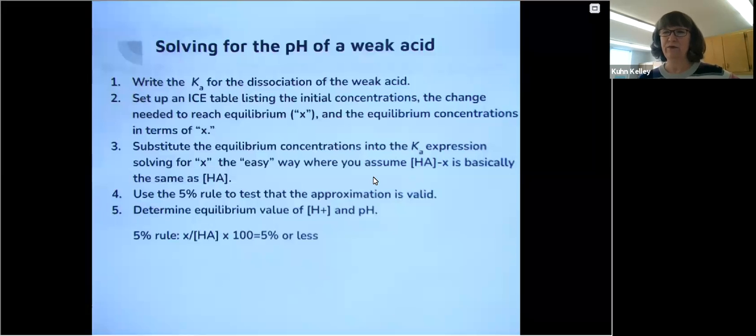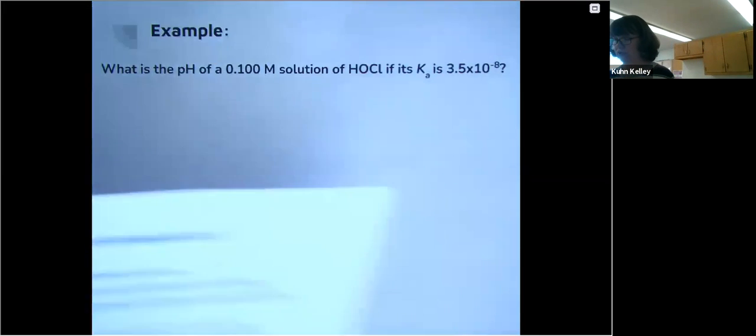Hey guys, today we're going to talk about how we can solve for the pH of a weak acid if we are given the Ka and the concentration of that acid. Just like a lot of things that I teach, I've broken it down into a series of steps. So we're going to start with this question.